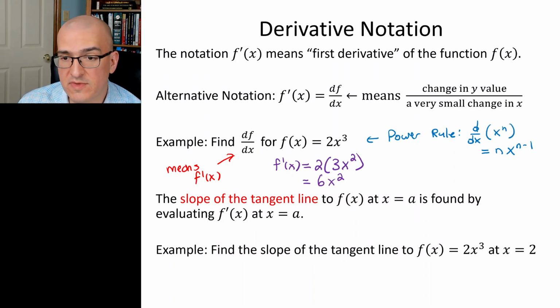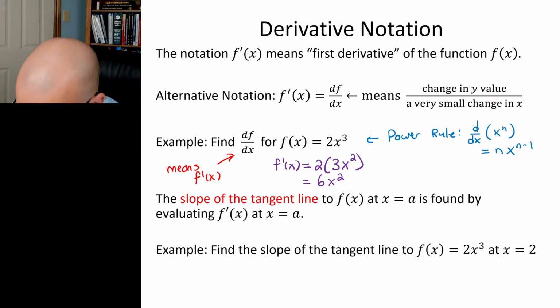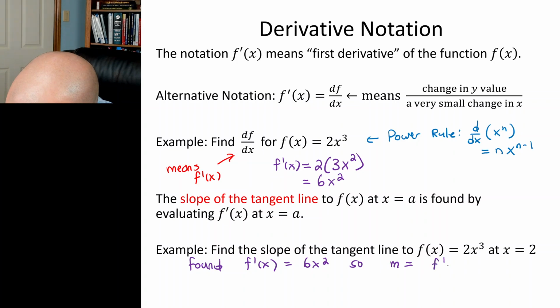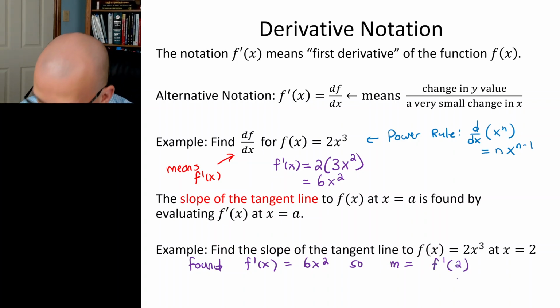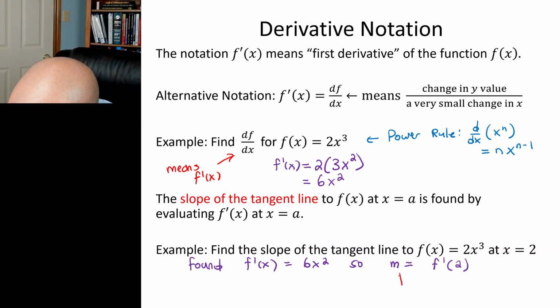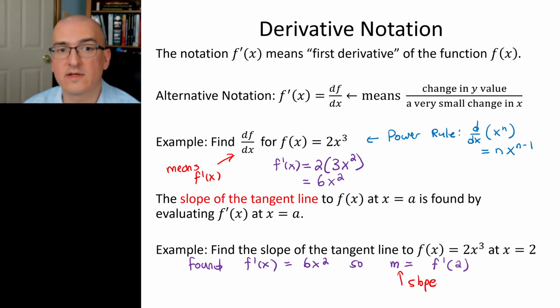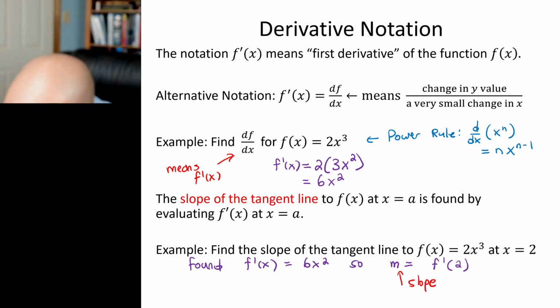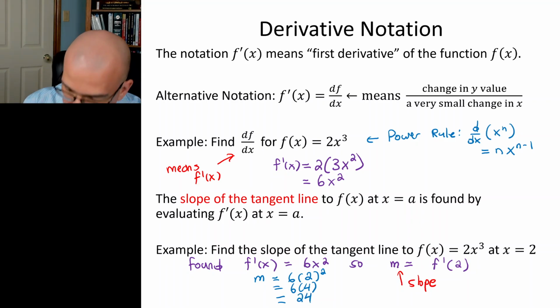So an example, find the slope of the tangent line to f of x equals 2x to the power of 3 at x equals 2. So we already did step 1. We found that f prime of x for this function is 6x squared. So m is equal to f prime evaluated at 2. M stands for slope. Remember, our straight line has equation y equals mx plus b, where m is the slope. So I'm going to write that down underneath. M equals 6 times, I'm going to replace the x with a 2 squared. So 6 times 4, which is 24. And that would be our slope.